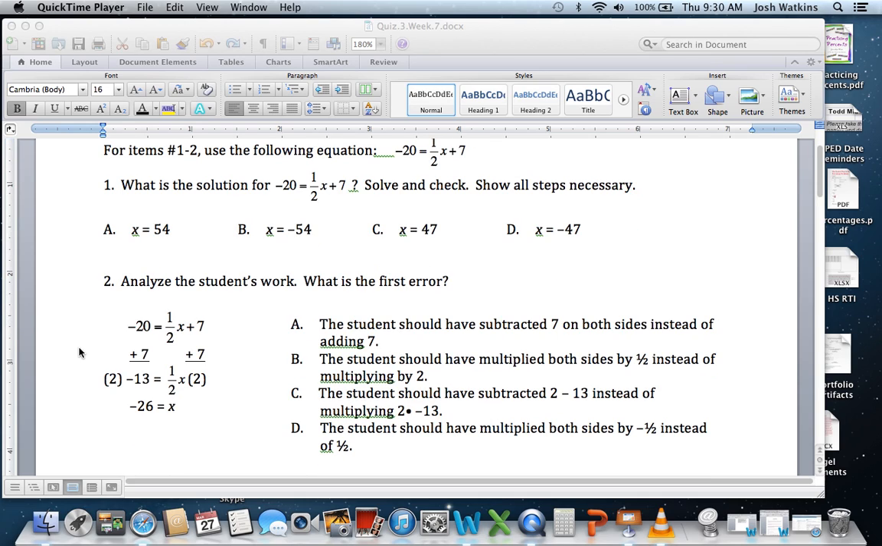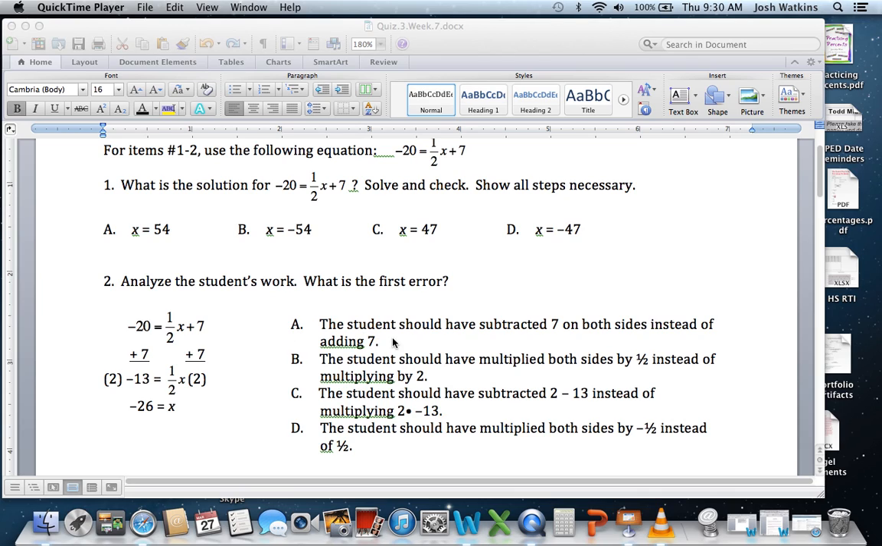For number 2, you will analyze the student's work and then list what is the first error. So over to the left side, they've worked out the problem and found an answer for x. You'll look through each step and then mark what the very first error this student made.